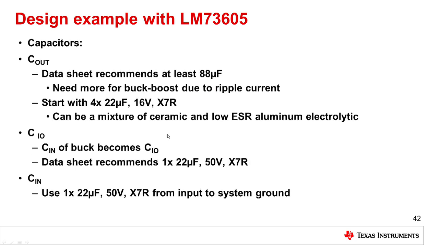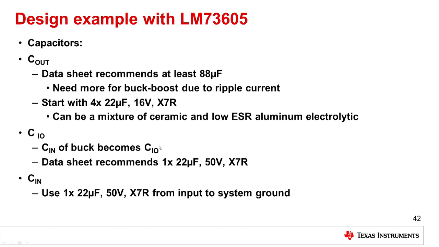So let's take a look at the input and output caps that we can use for the buck boost. The datasheet recommends at least 88 microfarads for the same buck application. So we may need a little bit more than that for the buck boost, but that's a good starting point. So we'll start with 4 by 22 microfarad caps for our output cap.